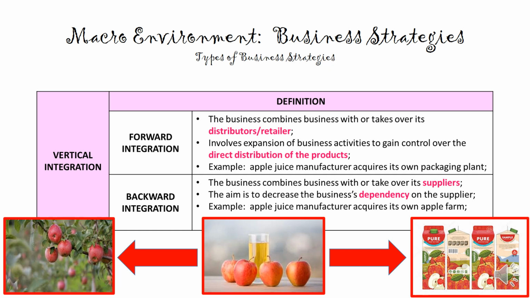So in our example of the apple juice manufacturer, if we buy the apple farm that we normally got our raw materials from, so we buy the farm, we harvest our own apples, we supply our own factory, and then we manufacture the juice.